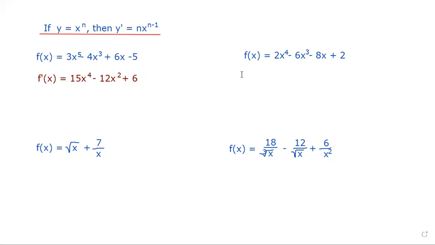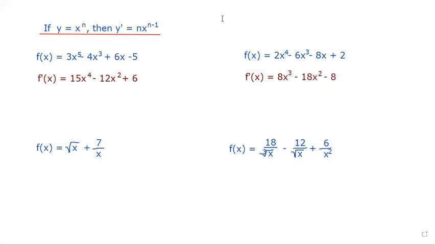We have f of x is equal to 2x to the fourth minus 6x cubed minus 8x plus 2. So let's look at the derivative. Okay, multiply and subtract 1. So that's going to give us 8x cubed minus 18x squared minus 8. And remember, the derivative of any constant term is 0. So the derivative of this 2 is just 0.